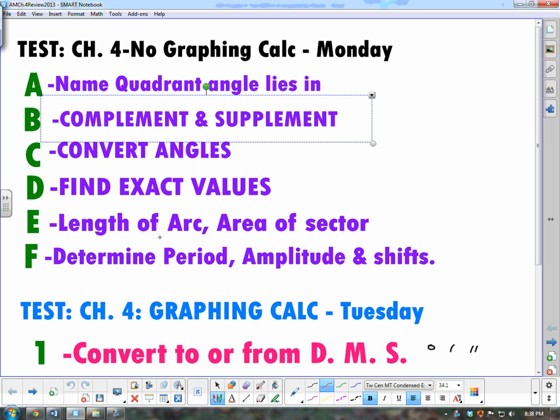Chapter 4 tests will come in two parts, a non-graphing calculator part and a graphing calculator part. Monday we will take the non-graphing calculator part, and then Tuesday we will take the graphing calculator part. Now Monday's part, you will get Monday and Monday only to work on that one. Tuesday's section, you will get Tuesday and Wednesday.